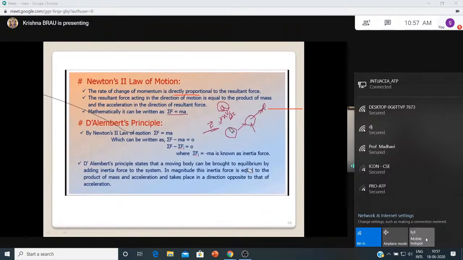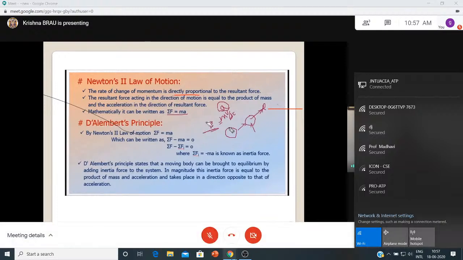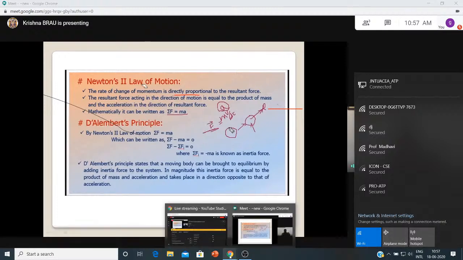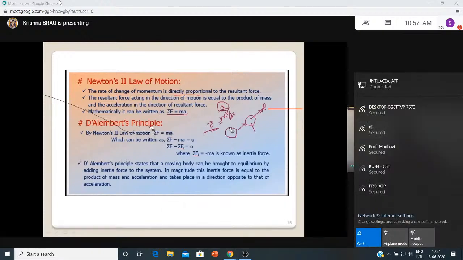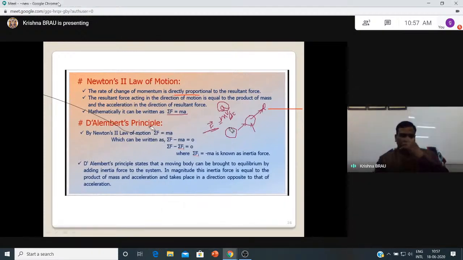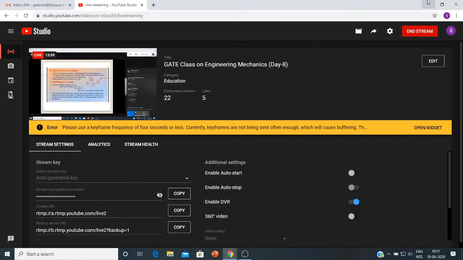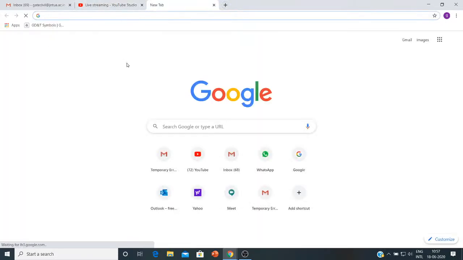You can keep the body in equilibrium even if it is in motion, by applying the resultant force proportional to the inertia force in the opposite direction. That principle is called D'Alembert's. It is simply a modification of Newton's second law. Whether you use momentum-energy, momentum-impulse or work-energy, these principles we can modify.